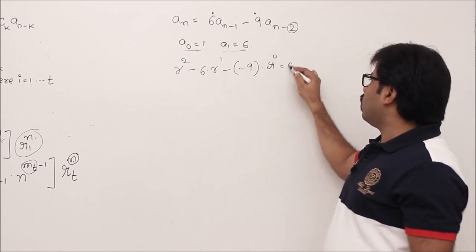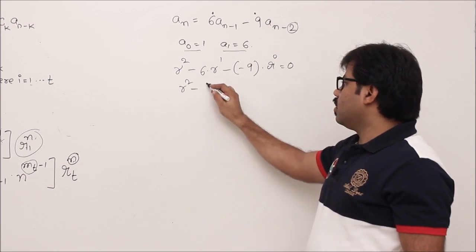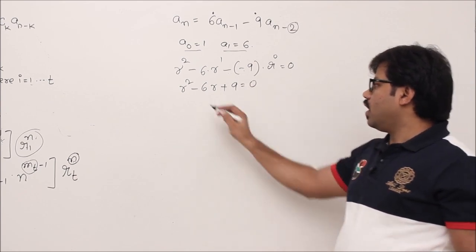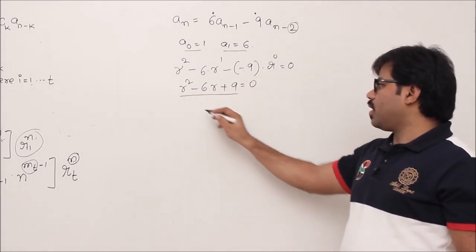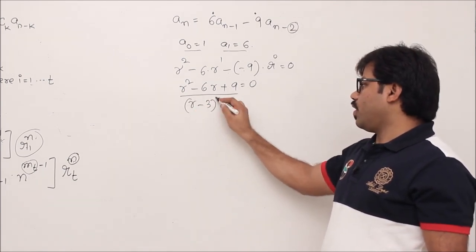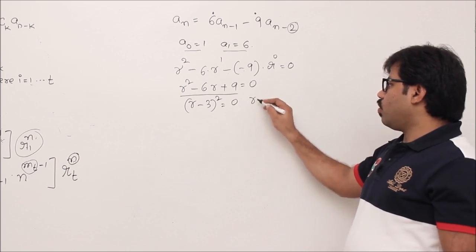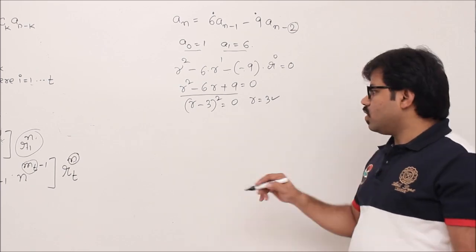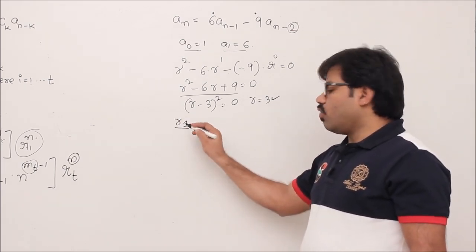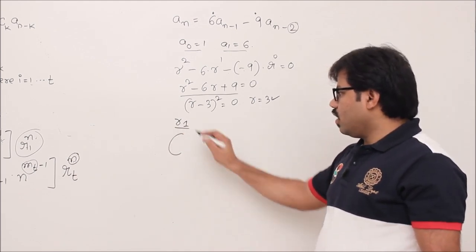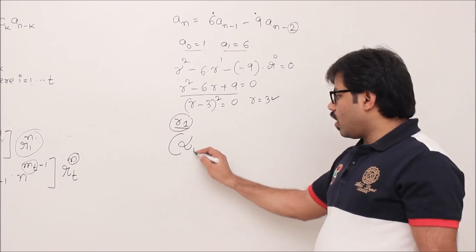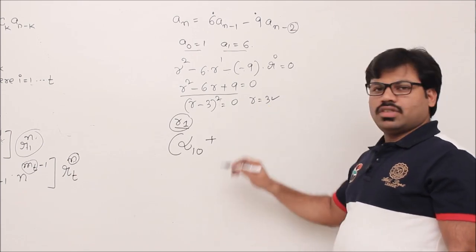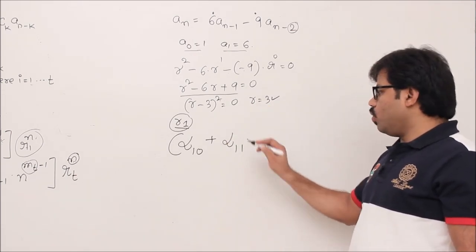If you equate it to 0, what happens? It will be r square minus 6 into r minus into minus plus 9, r power 0 is 1, equal to 0. Then if I simplify, r square minus 6r plus 9 is nothing but r minus 3 whole square, equal to 0. Then there is only one root, which is 3, but it is repeated 2 times. Whenever it is repeated 2 times, let's say this is root number 1, then the expression is alpha 1 0 as the first term, plus one more term because it is repeated 2 times. The second one is alpha 1 1 into n.